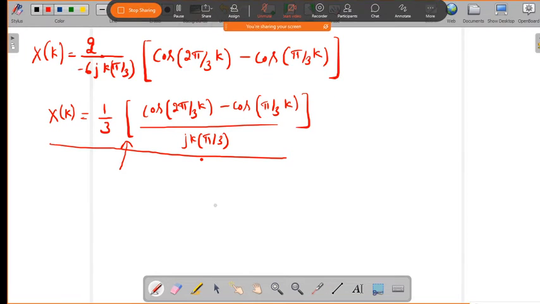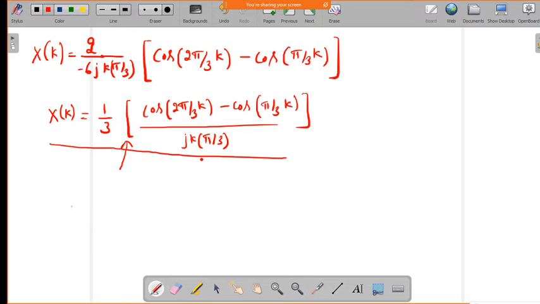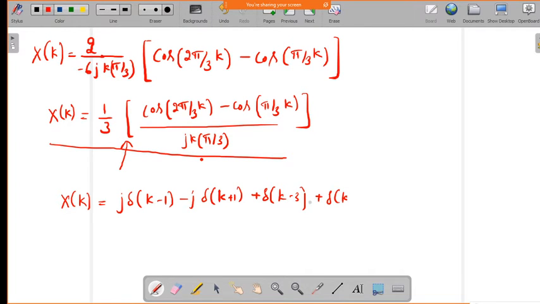Take this one, x of k, which is given. Find out the time domain signal for this x of k. You need to find the time domain signal whose FS coefficients x of k are given by j into del of k minus 1 minus j into del of k plus 1 plus del of k minus 3 plus del of k plus 3, where omega naught is given as the value pi. Now find out the signal x of t, the time domain signal.